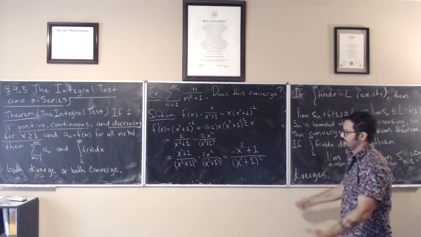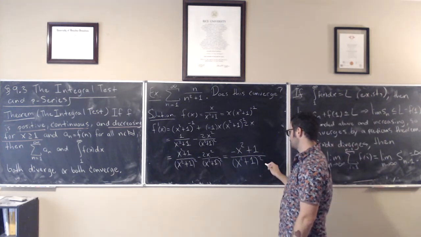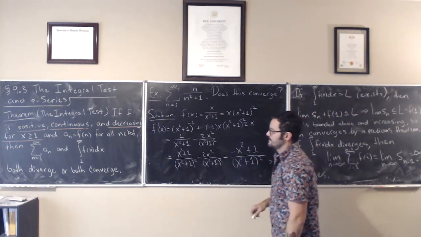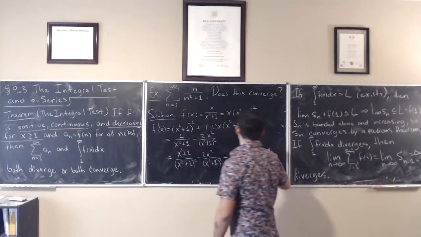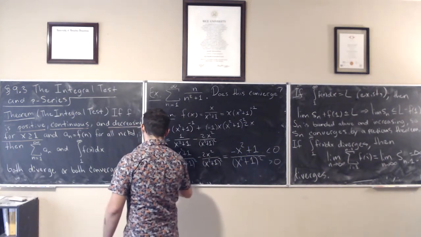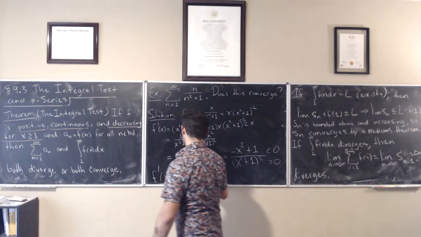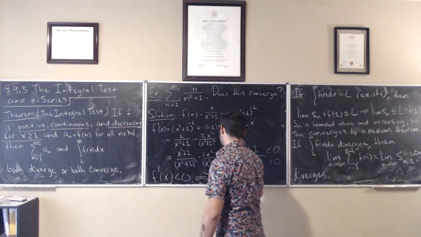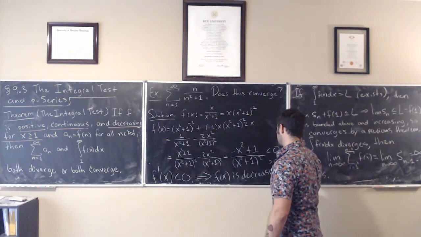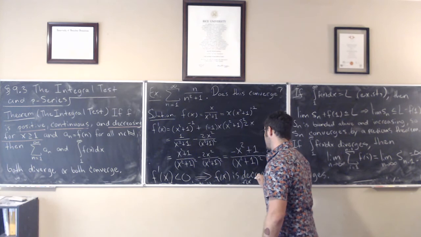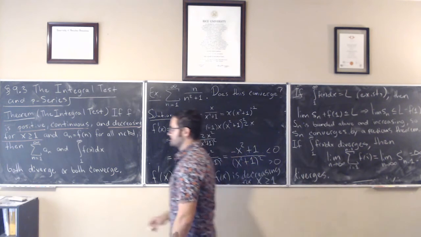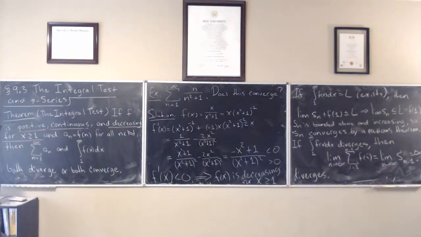And we can clearly see the bottom is always positive, so the denominator is always greater than 0, but for x greater than or equal to 1, the numerator is always less than 0. So we conclude that f prime of x is always less than 0, which implies that f of x is decreasing for x greater than or equal to 1 because of this. If x is in the interval 0, 1, then it wouldn't necessarily be decreasing.